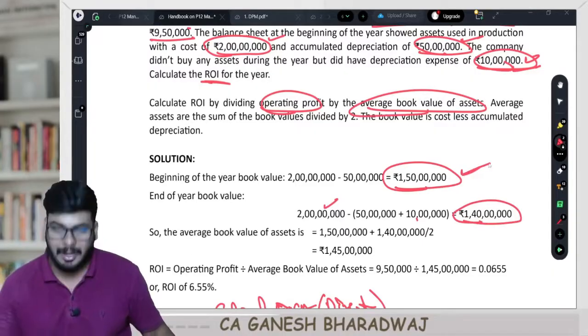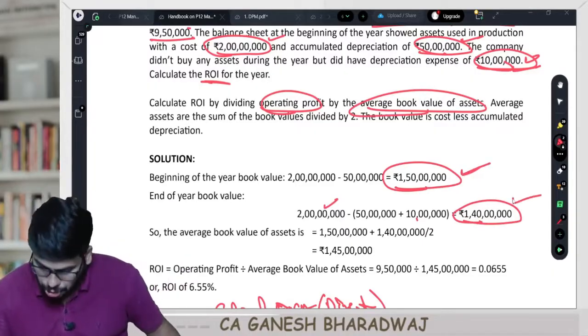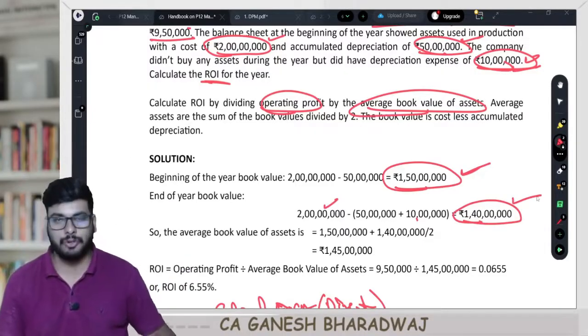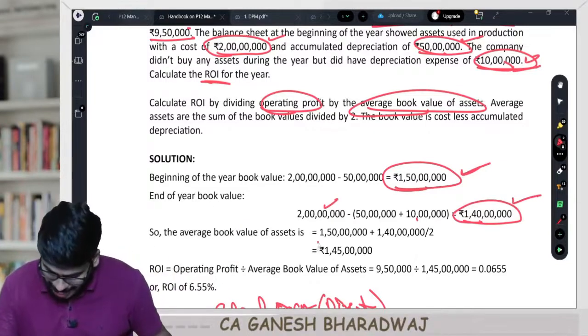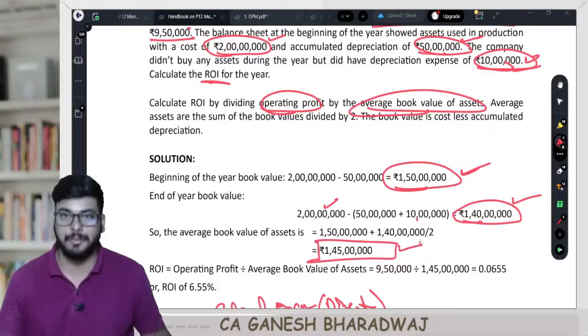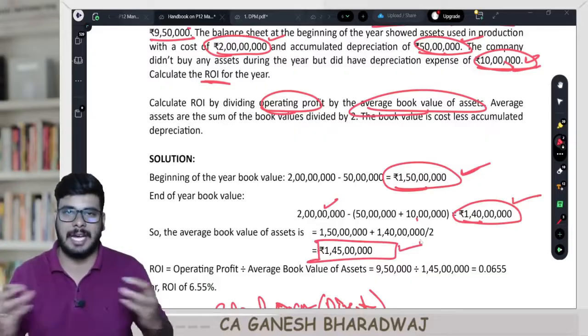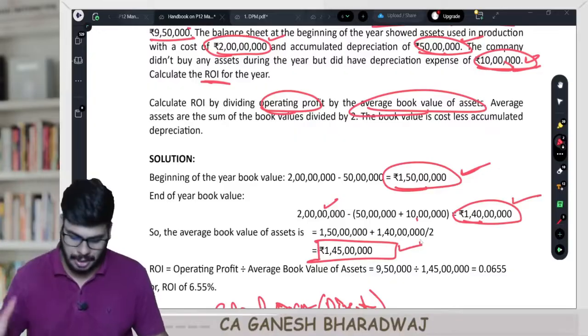So the opening value of assets was 1.5 crores. Closing value of assets is 1.4 crores. So 1.5 crores plus 1.4 crores divided by 2. So the average book value of assets is going to be 1 crore 45 lakhs. Are you clear with this? This is the asset invested, net assets invested in the company.